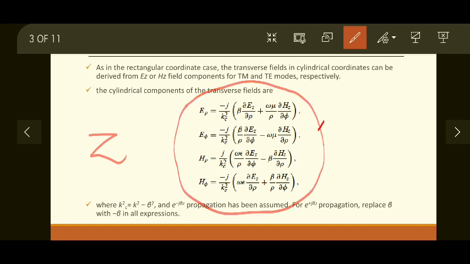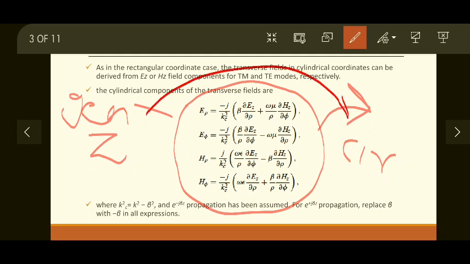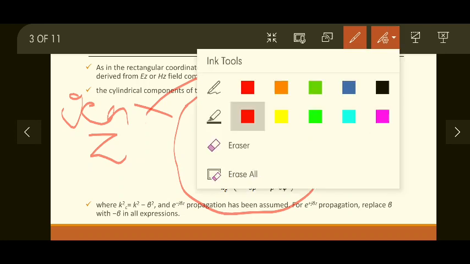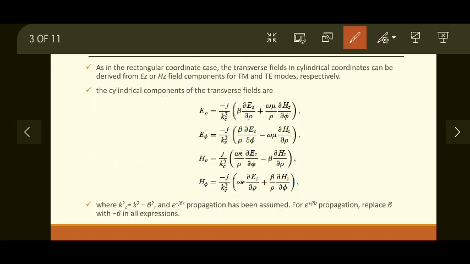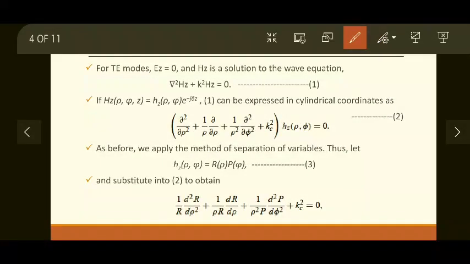Now we have to apply these to the circular waveguide and find the values of E rho, E phi, H rho and H phi for the circular waveguide. These are general solutions in cylindrical coordinates. Now we have to apply this to the circular waveguide. Okay, so let's look at how to do that.